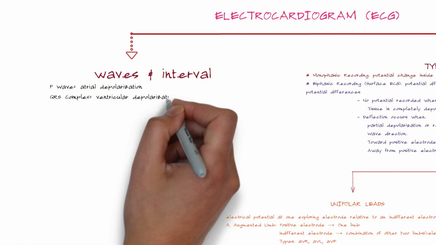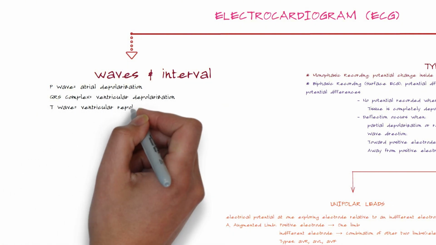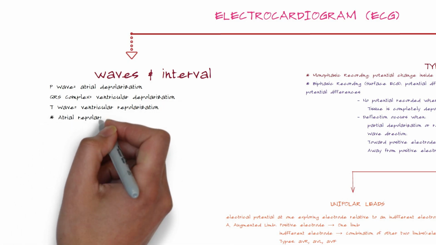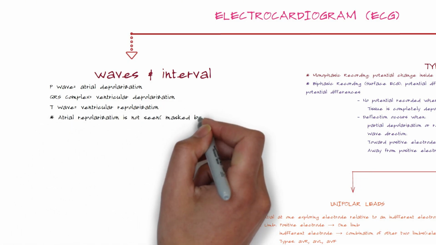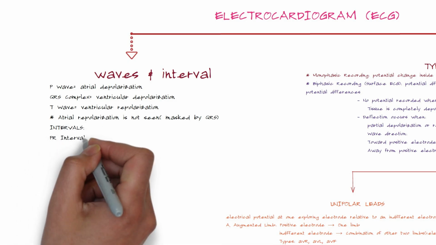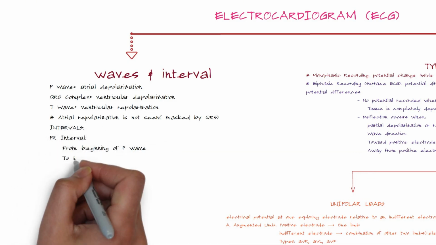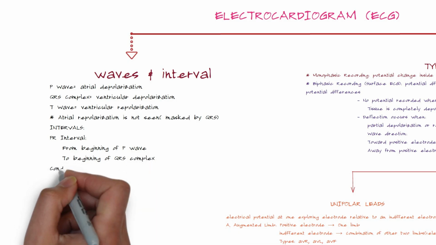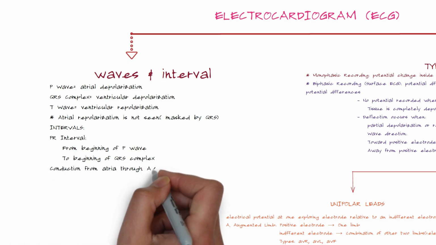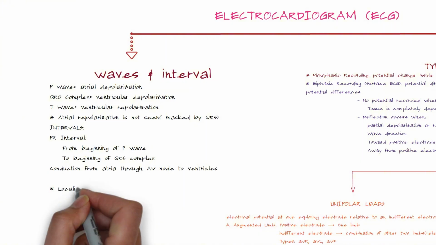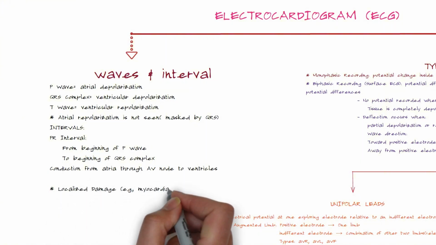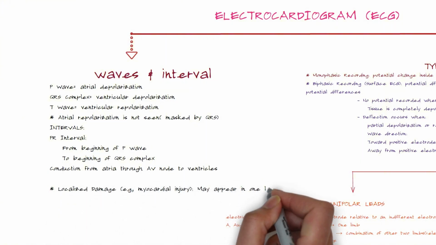You may ask, where is the atrial repolarization? Well, the atrial repolarization is not seen because it's masked by the QRS complex. The most important interval is the PR interval. It starts at the beginning of the P wave and ends at the beginning of the QRS, and it represents the conduction from the atrium through the AV node to the ventricle.